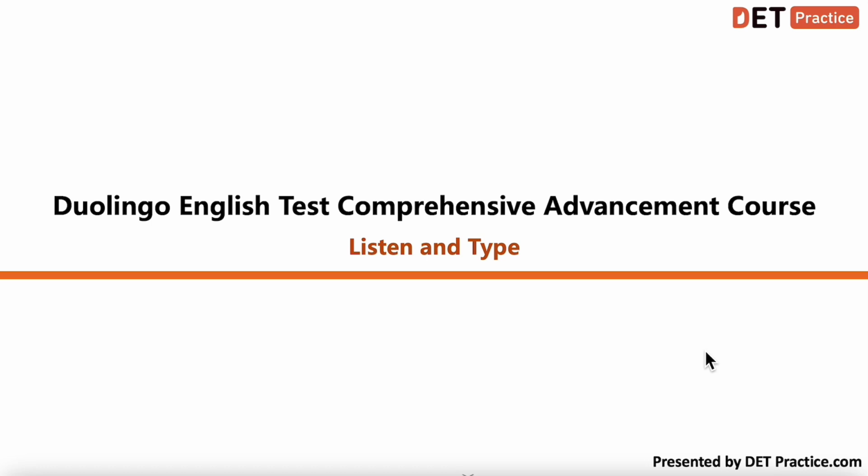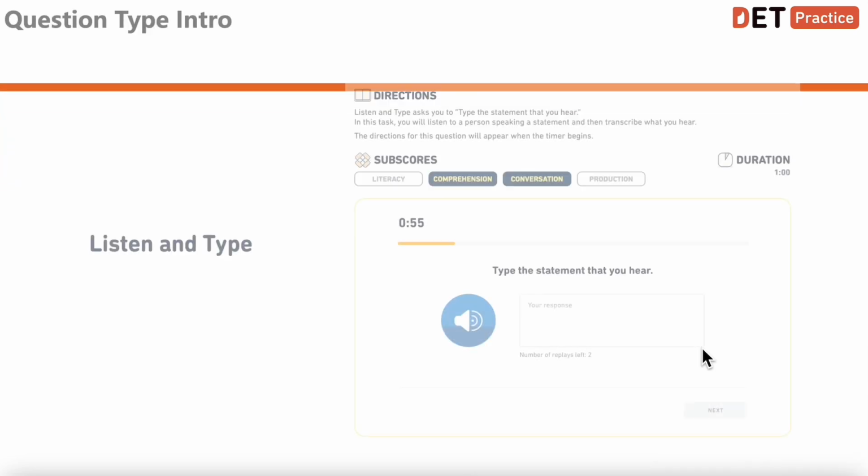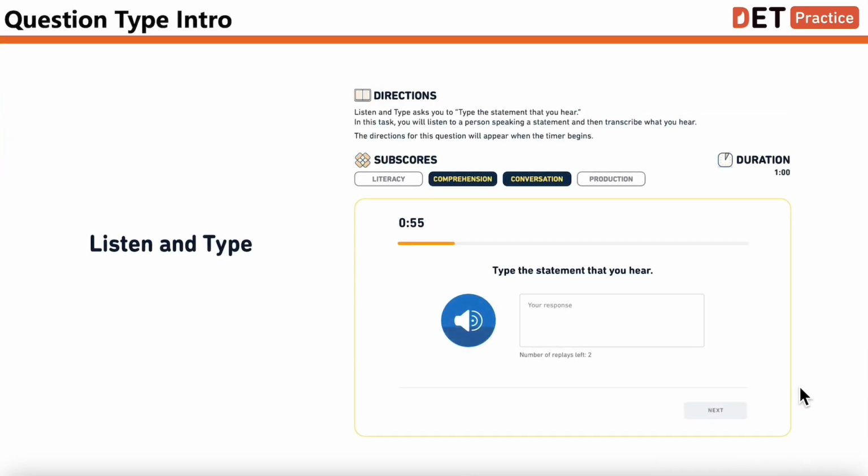Today, we're going to explain a question type called listen and type. Let's take a look at its format. Here is the interface for the question. As you can see, the listen and type interface is very straightforward. On the left, there is a small speaker icon, and on the right, there's a text box. You simply type the sentence you hear into the text box using your keyboard. The time limit for this task is 1 minute.